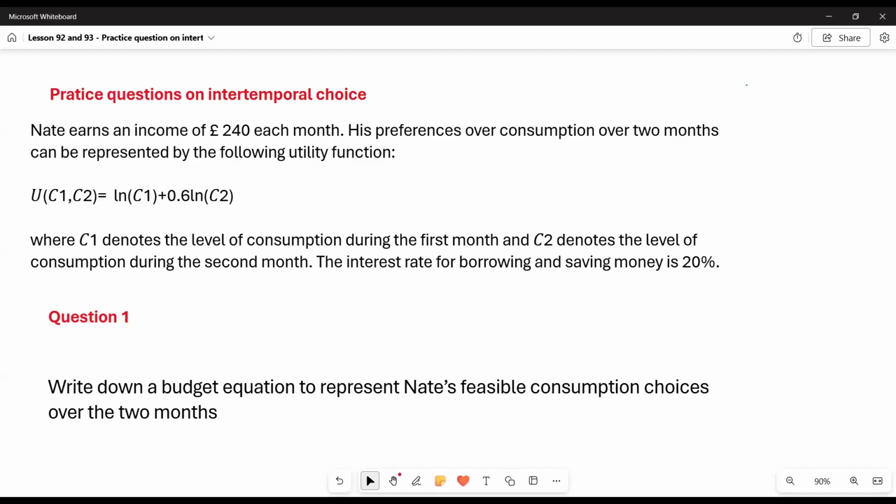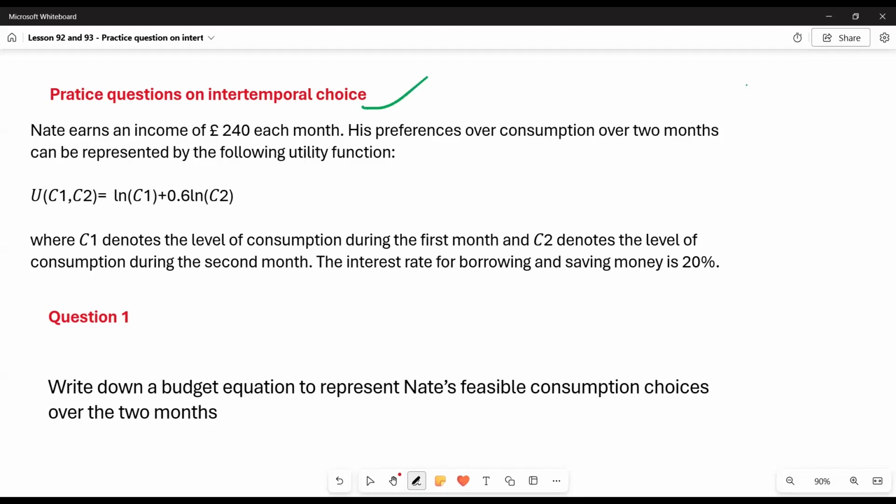Hi, welcome back. In our previous lesson, we looked at algebraic representation of future and present values. Today, we'll be moving on to some practice questions on the intertemporal choice. So let's start with this question here.